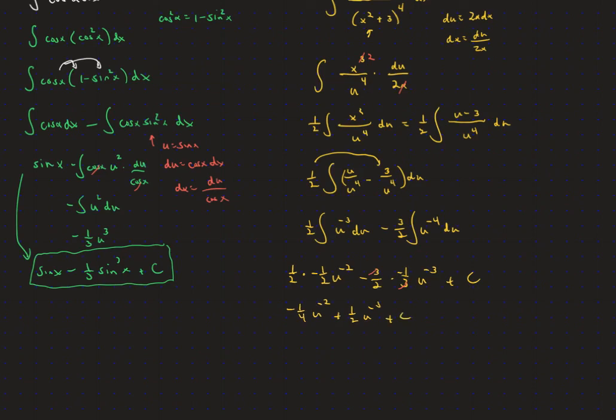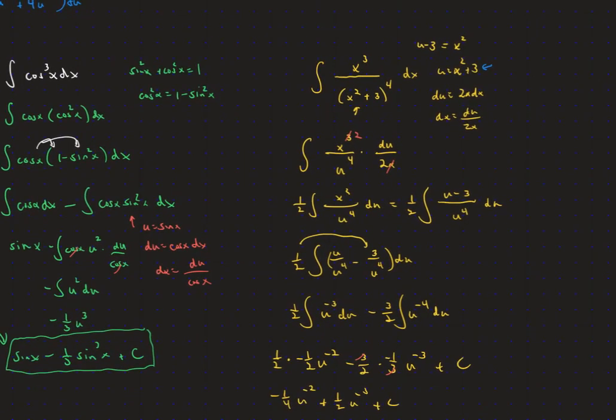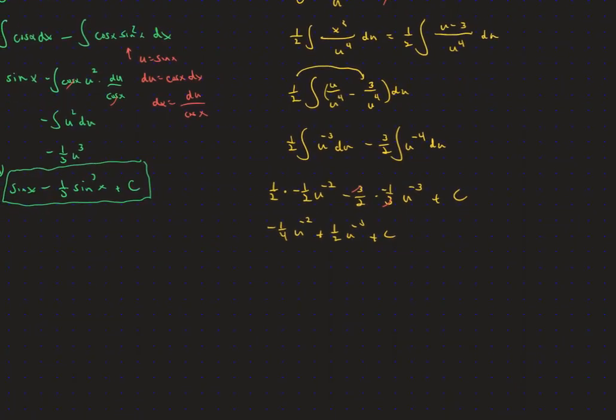You can leave those as negative exponents. Remember, our u was that crazy x squared plus 3 over here. So we could call that x squared plus 3 to the negative 2, and a 1/2 x squared plus 3 to the negative 3 plus c. That would be perfectly okay, and that might be the easiest way to go.